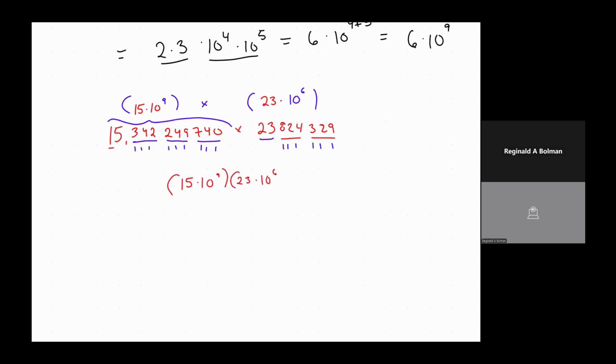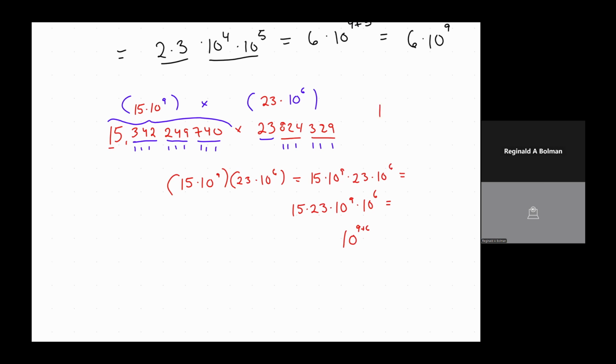By the associative law, we can remove our parentheses. We'll just have 15 times 10 to the ninth times 23 times 10 to the sixth. We can move our 15 and 23 around. You'll have 10 to the ninth and 10 to the sixth. 15 times 23, we can easily move off to the side of our paper and do that calculation, but 10 to the ninth times 10 to the sixth, that's going to be 10 to the 9 plus 6, or 10 to the 15th. All right, so let's do 15 times 23.